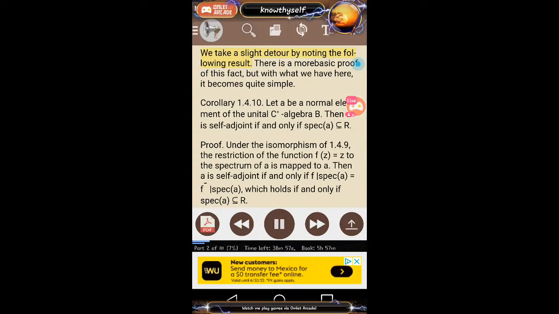We take a slight detour by noting the following result. There is a more basic proof of this fact, but with what we have here, it becomes quite simple. Corollary 1.4.10. Let A be a normal element of the C*-algebra B. Then A is self-adjoint if and only if spec(A) ⊆ ℝ. Proof. Under the isomorphism of 1.4.9, the restriction of the function f(z) = z to the spectrum of A is mapped to A. Then A is self-adjoint if and only if f(spec A) equals f̄(spec A), which holds if and only if spec(A) ⊆ ℝ.